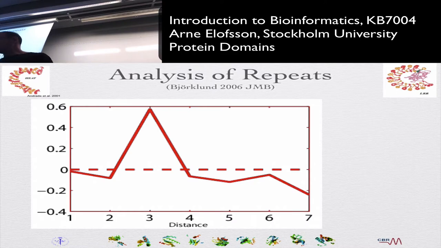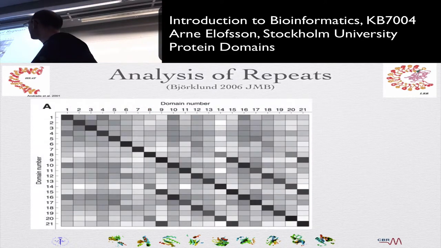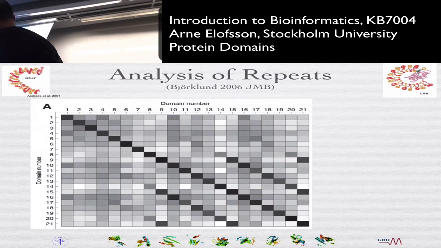If you do that for different proteins, this is real data, you can end up with things like that. Here's a clear duplication of 6, and even 9 is similar to 14 and to 21. Or maybe 16, maybe it's even 15 and 21.